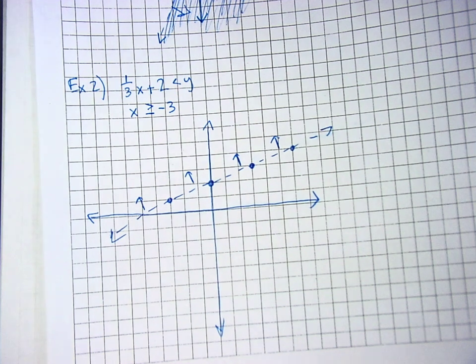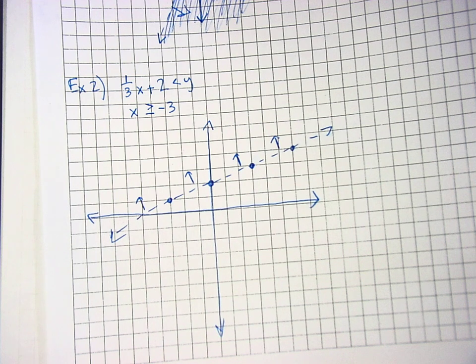Now the next one is x is greater than or equal to -3. Does anybody remember what that line looks like? If it's just x and a number? It is a straight line, but is it a horizontal line or is it a vertical line? Yeah, this one's a vertical one. The y one is horizontal.